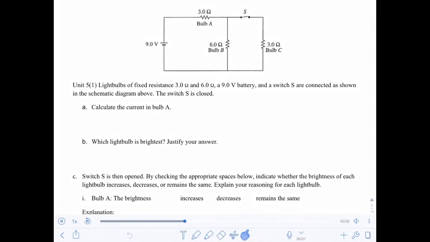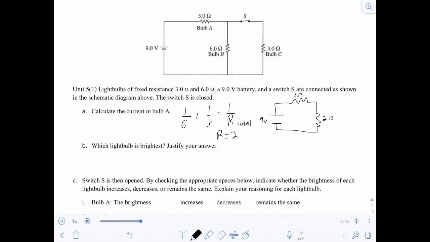So here we have a practice AP problem involving circuits, and this is the all or nothing problem. The first question is to calculate the current in bulb A. If we're able to rewrite these light bulbs in series with A, the currents will be equal. So if we're going to do that, we first have to find the total resistance of these 2 light bulbs.